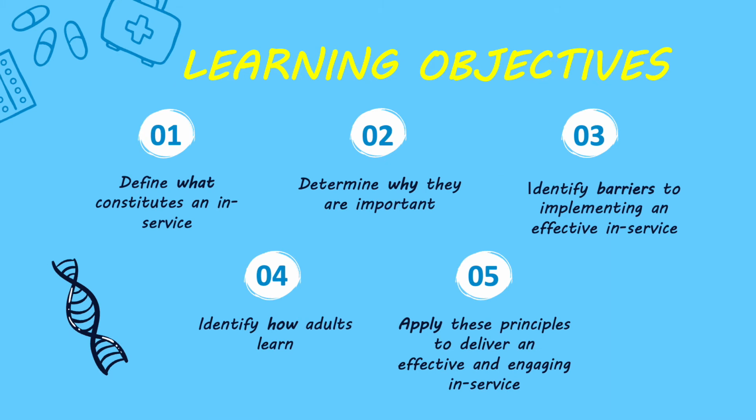Before we begin, let's take a look at some of the learning objectives for this course. By the end of this module, you should understand what an in-service is and why it is important that you are running them for your staff. You should also understand what common barriers prevent an in-service from having the desired effects on your staff. And with these in mind, we will next dive into some adult learning theory and learn how you can apply these principles to be able to deliver an engaging and effective in-service that your staff won't soon forget.